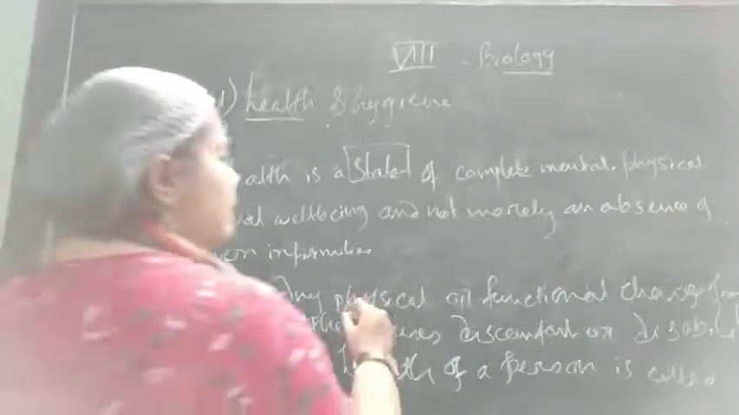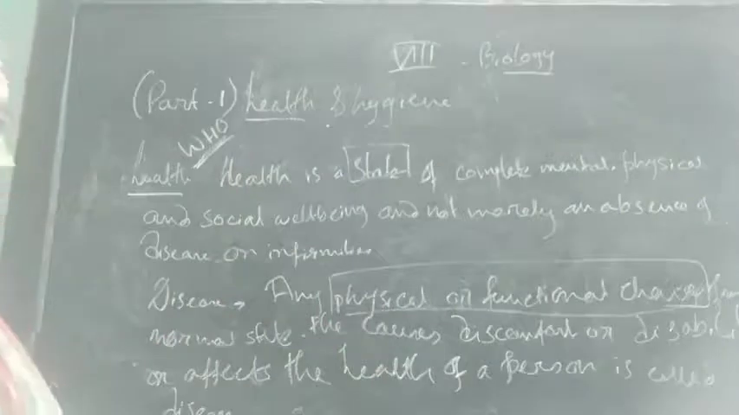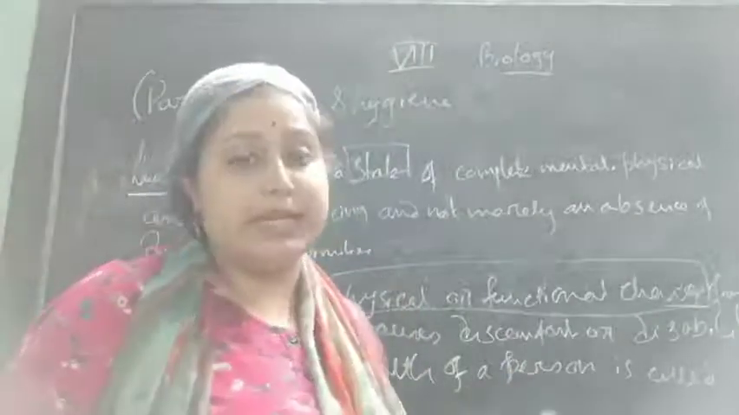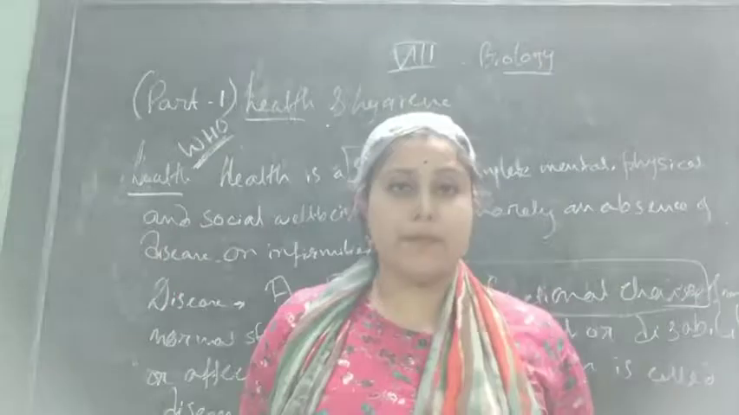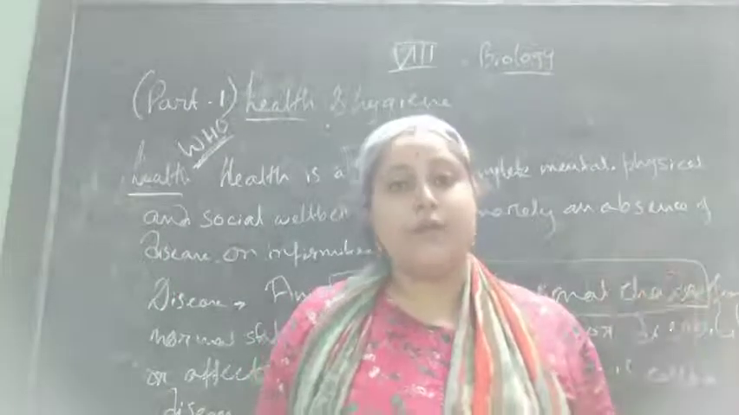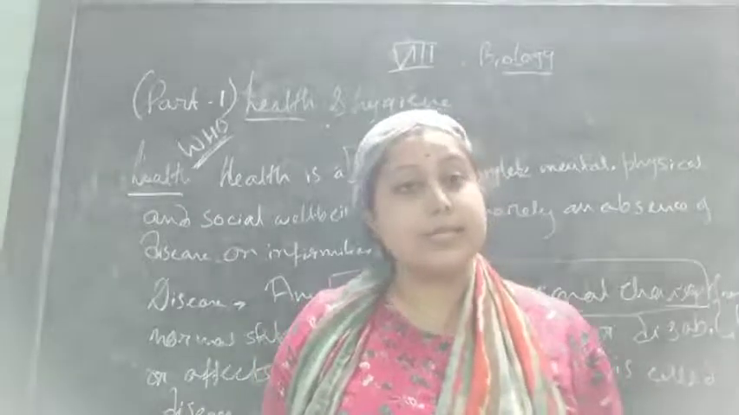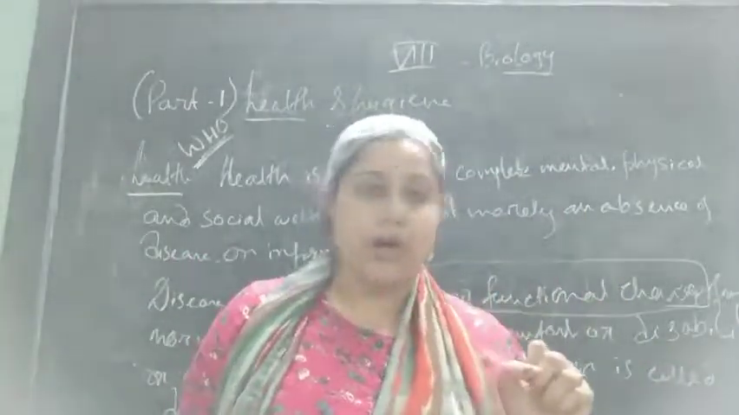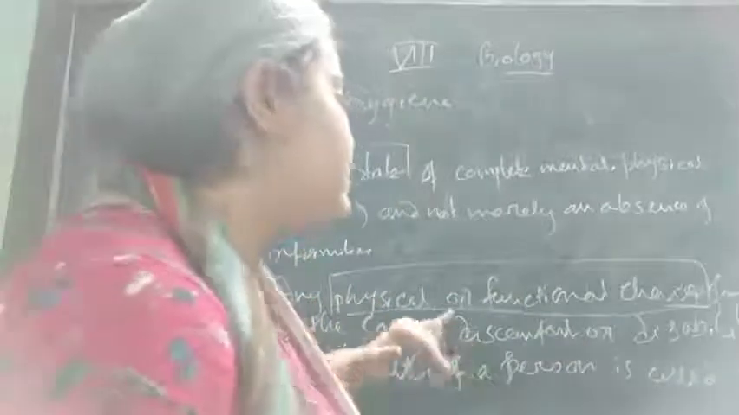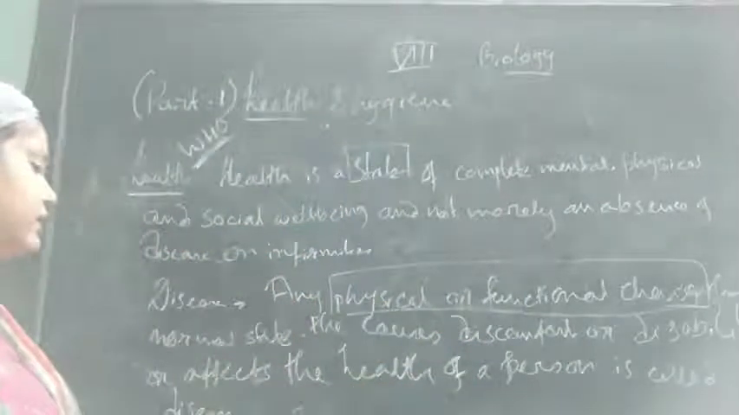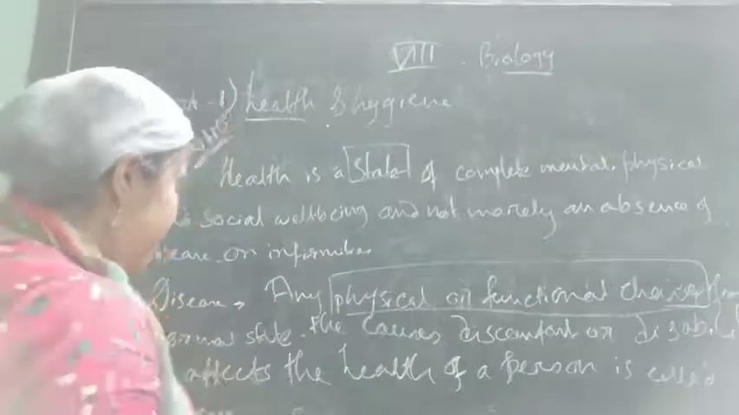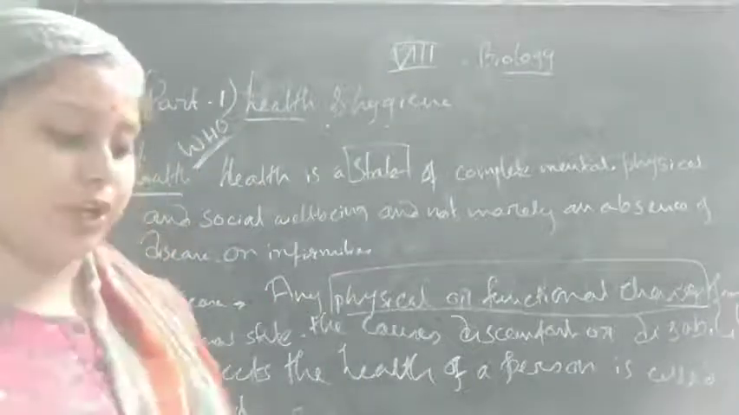Disease is also a physical or physiological change. It is a change of the state where a normal person gets some discomfort or disability. Think, if we have any stomach pain and we are unable to do some work, then this condition is also called a disease condition. Because the discomfort leads us to not do this work, to not be healthy. So if this disability or discomfort affects the health, then the person is called diseased. So this is the main definition of disease.